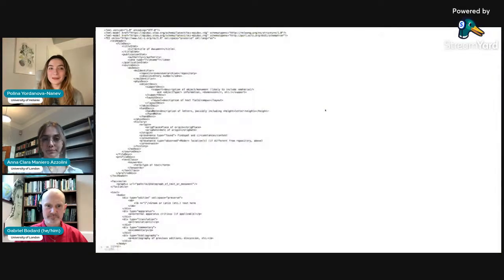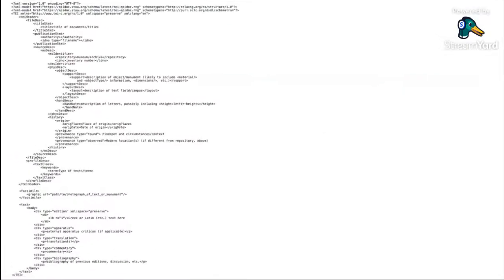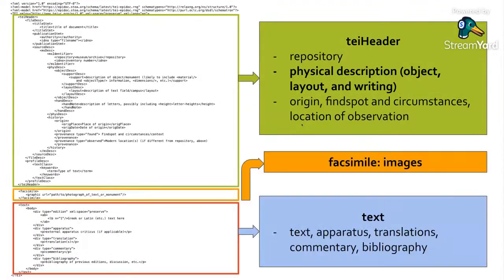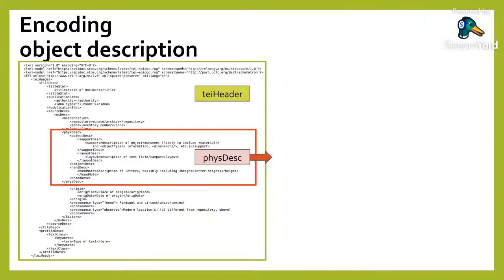So I'll bring you back to the EpiDoc template in hopes to make it a bit less intimidating when you have to be with it on your own, but also to demonstrate that everything that Gabi talked about is contained inside this part of the template. And now what I will be discussing is here contained in the TEI header, where the description of the monument is. And today we'll be talking about the object description, which is in this particular little section.